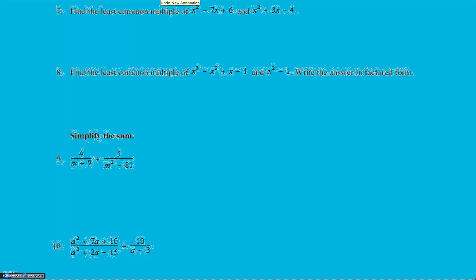So I need to multiply to 6, add to 7: minus 6, minus 1. And I need to multiply to 4, subtract to 3. If you're not sure, take a second to FOIL those. Now I'm going to put these together.